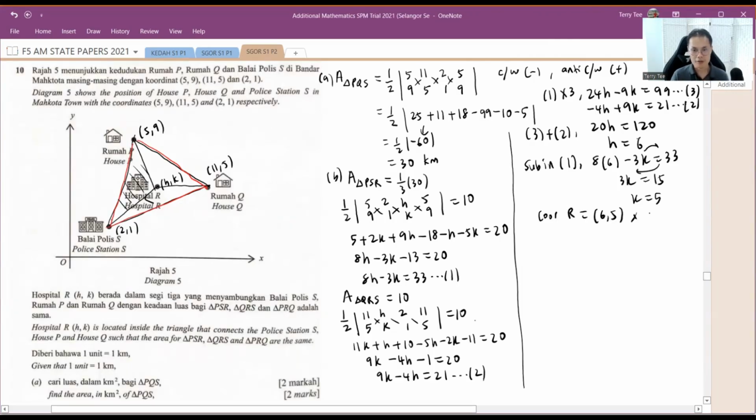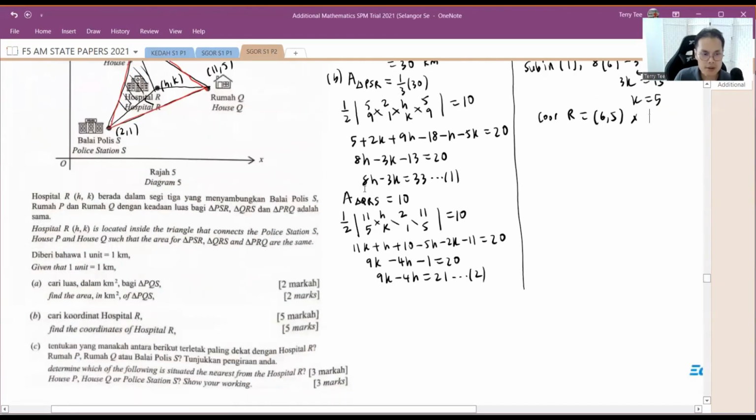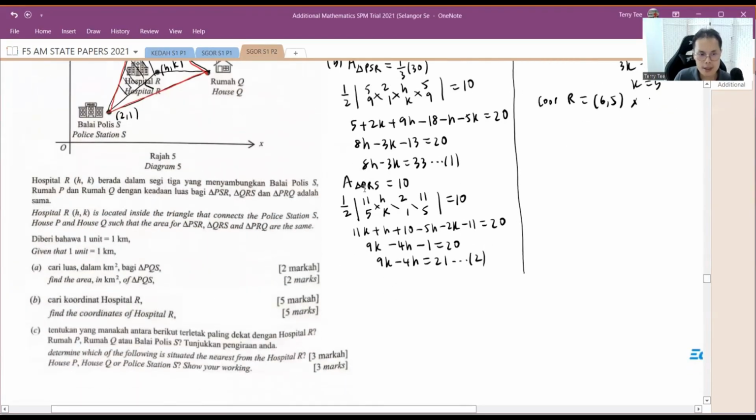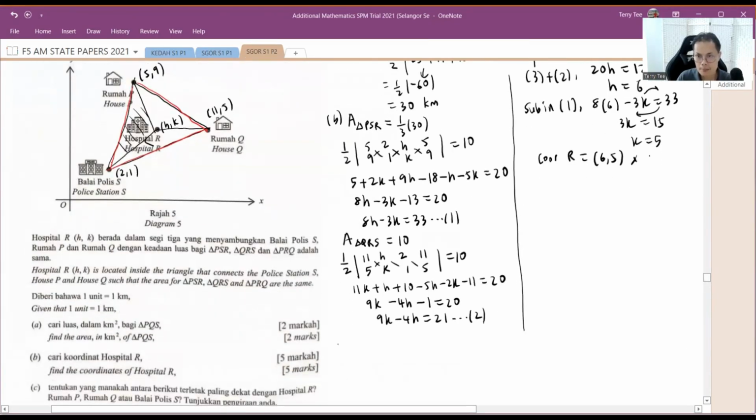Okay, this is very long. Okay, now next one, last part. They say determine which house is situated nearest to hospital R. Is it house P, house Q, or police station? Show your working. So we already know the coordinate of point R, and we know the coordinates of all 3 points. Let me do my part C over here, right? By the way, this part B, sorry, I have to continue there.